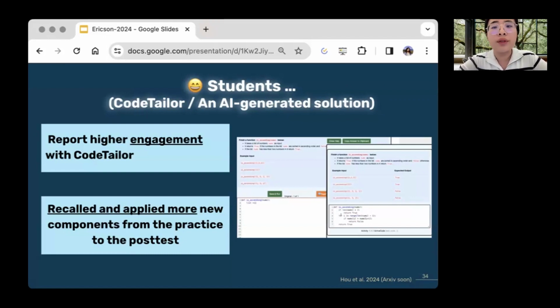We also found that when using CodeTailor, students recalled and applied more new components in the post-test compared to the baseline support. For example, one student, upon encountering an incorrect syntax in CodeTailor, reflected: I'm trying to remember if that's the way you do length. I think this might be the right one. And then in the post-test, she corrected her misconception after using CodeTailor and applied what she learned from it to the post-test.